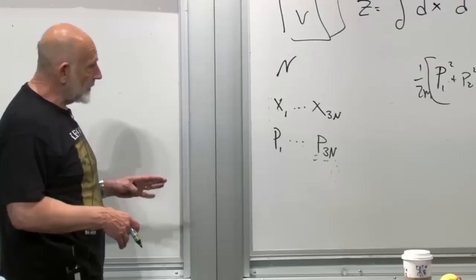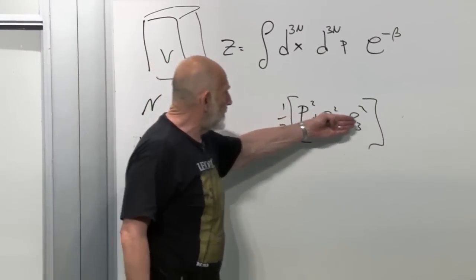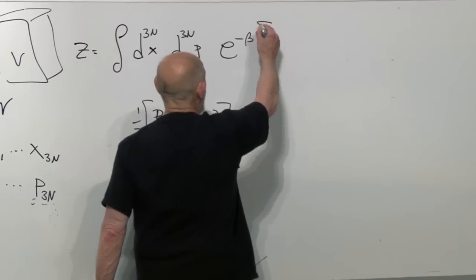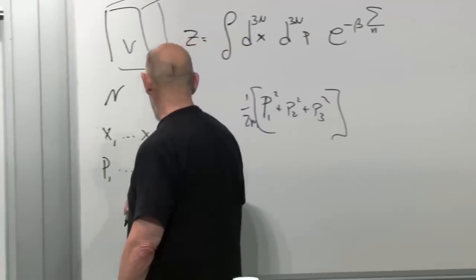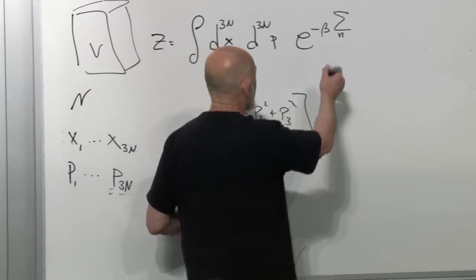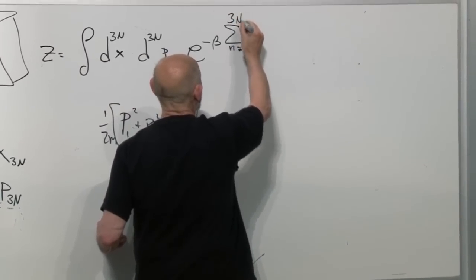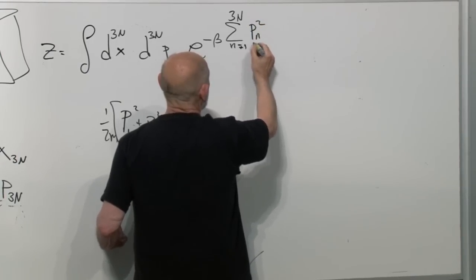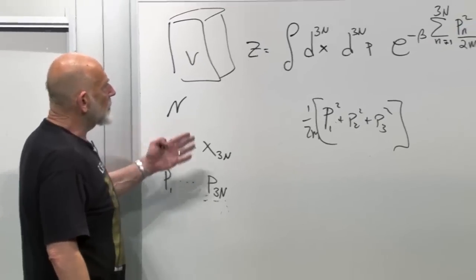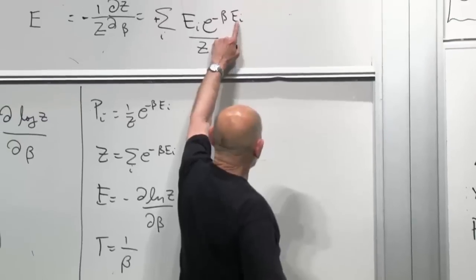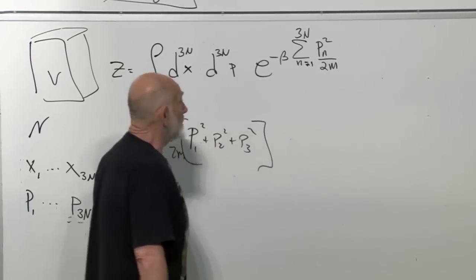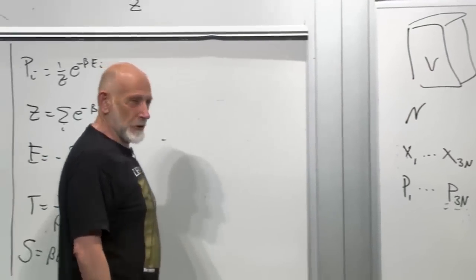What if I take all of the particles? All I do is add up all 3N contributions of this type. So this just becomes a sum over little n, which labels which coordinate I'm talking about, from n equals 1 to 3N, of p_n squared divided by twice the mass of a particle. It's just e to the minus beta times the energy of a given state, which is the sum of the squares of all of the 3N momenta, divided by twice the mass. Let's take the masses to all be equal.